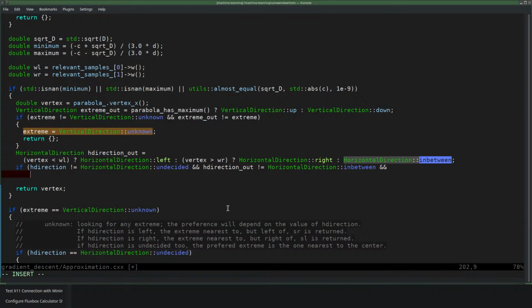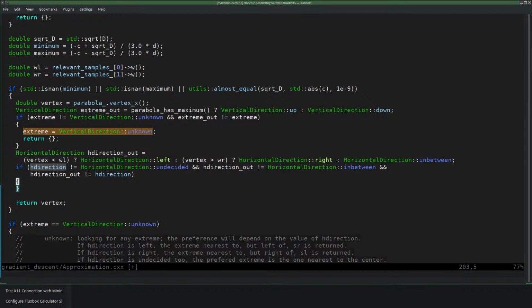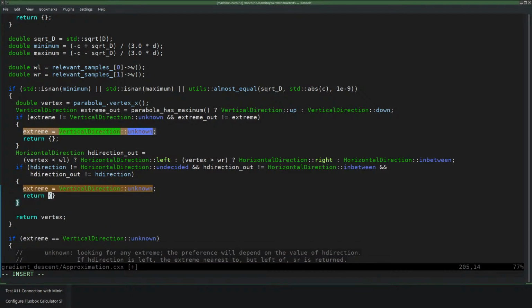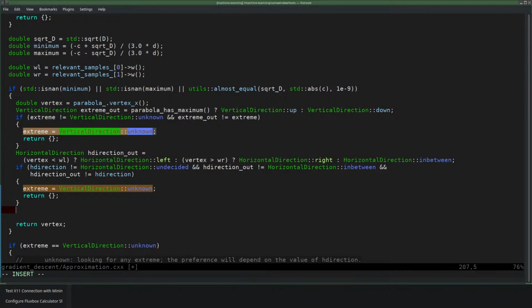And now we can do the same as here. So H direction is unequal to what is requested. Then again I want to reject it. Otherwise, well, we can return. So H direction is H direction out. Do it in the same order. Extreme out is extreme. And return the vertex.